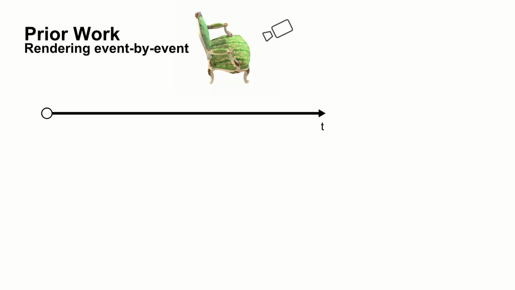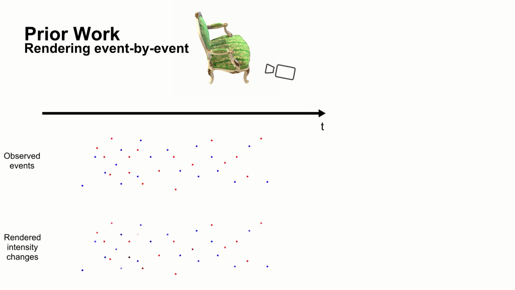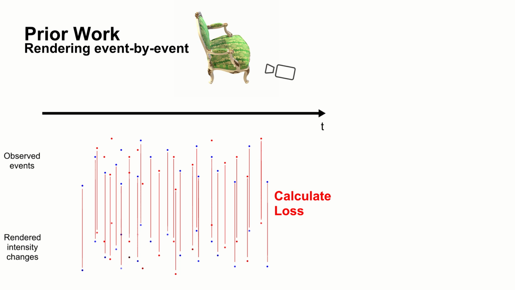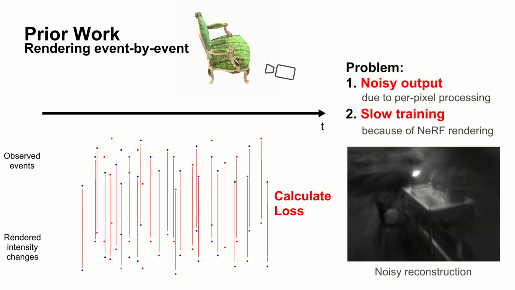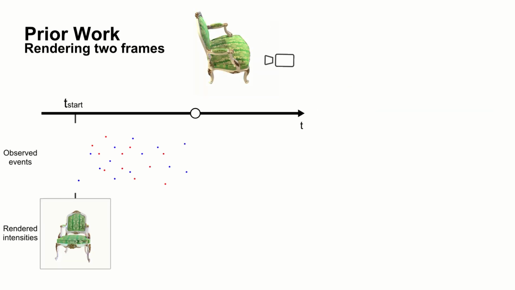Prior works generally employ one of the following two strategies. The first strategy is event-by-event rendering. This approach can leverage the dense temporal information of events, but suffers from noisy outputs due to per-pixel processing, as well as slow training. The second strategy is to render two frames.